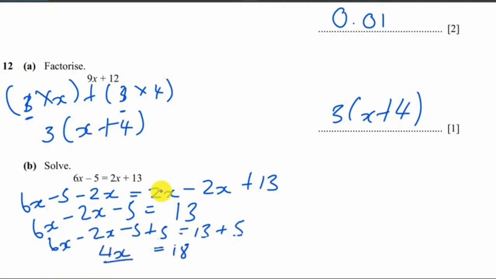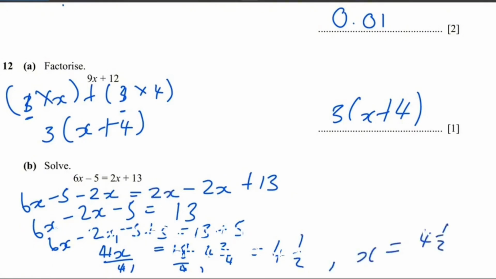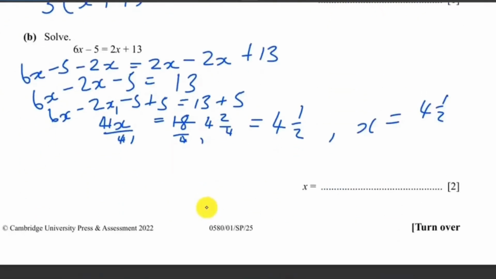We divide this side by 4. So 4 into 18, that's 4, 8, 12, 16. So this gives us 4 remainder 2 over 4, which is equal to 4.5. So the value of x here is equal to 4.5. So now we need to write our answer in the allocated space, 4.5. All right, let's move on to question 13.